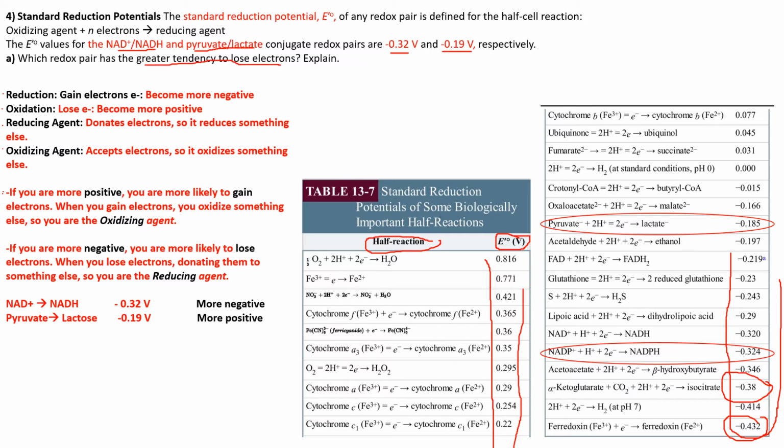Explain. So I like to put everything in a table format like you see down here. So we have NAD+, NADH, and then their standard reduction potential, and then what are they in reference to each other. So NAD+/NADH was minus 0.32 volts, and pyruvate/lactate was minus 0.19 volts. So NAD+ is more negative in reference to the pyruvate. So with this information, you should be able to answer the question.